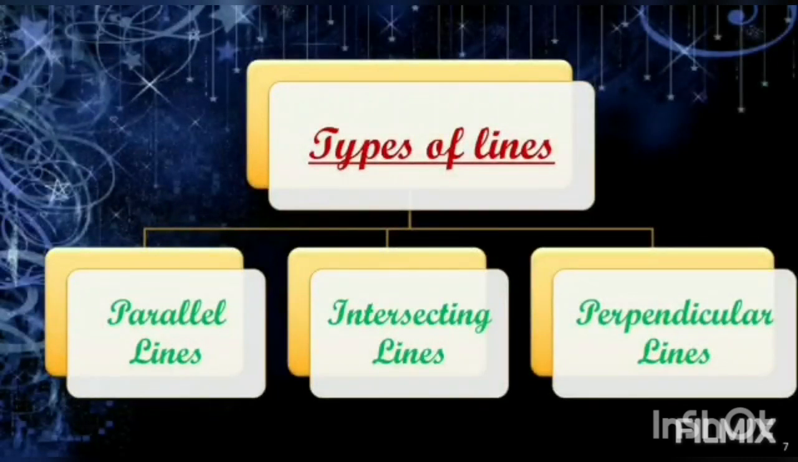Now let's understand the different types of lines. Our first type is parallel lines. Then we have intersecting lines. And the third is perpendicular lines. Now let's read them in more detail.